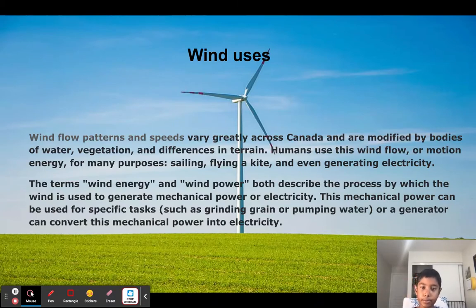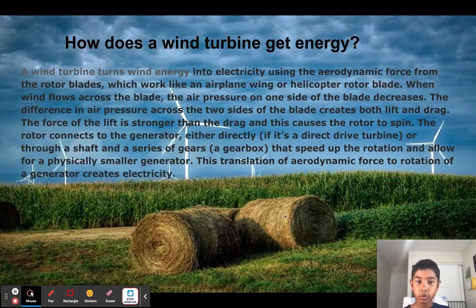So in this topic, it's basically trying to explain what you can use wind for. You can use wind for riding a sailboat, flying a kite, or making electricity. And also you can complete specific tasks, like if you need to charge something, you can also use wind power to do it. So now we're going to talk about how does a wind turbine work.